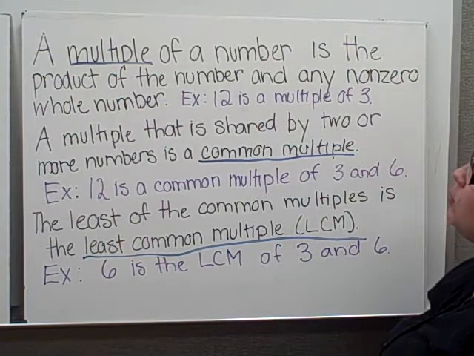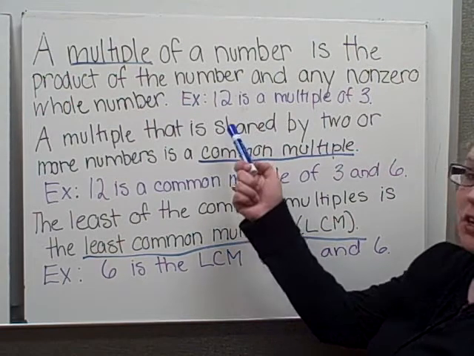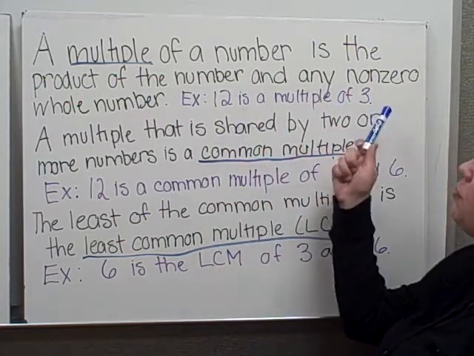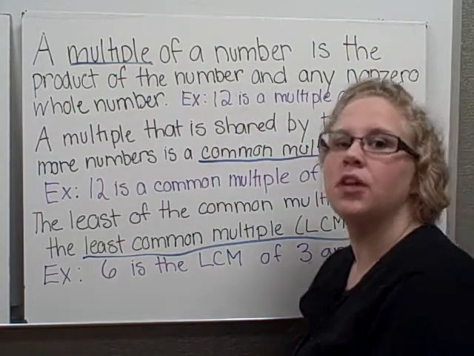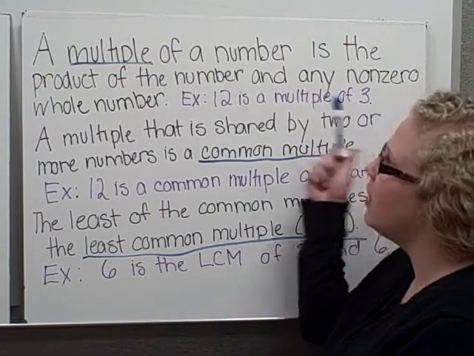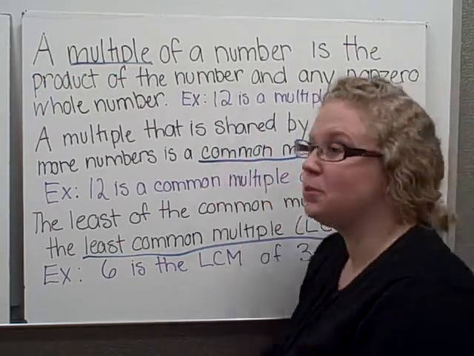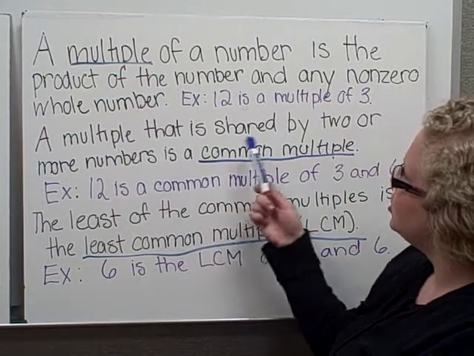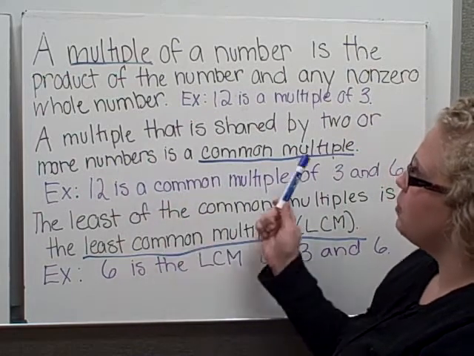An example of a multiple is 12, a multiple of 3. So that means that there's some number that is multiplied by 3 and it gets 12, and that number happens to be 4. A multiple that is shared by 2 or more numbers is a common multiple.